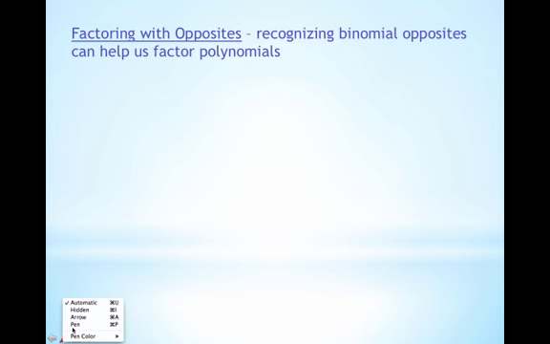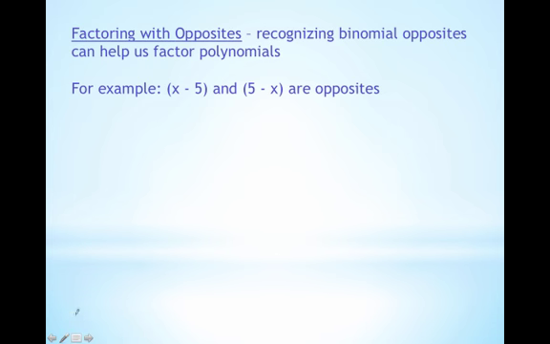Okay, factoring with opposites. Sometimes we may find that a binomial is really just the opposite of the other, and we can actually start factoring by, you'll see, but we'll be able to factor out a -1. So let's look at what that means.